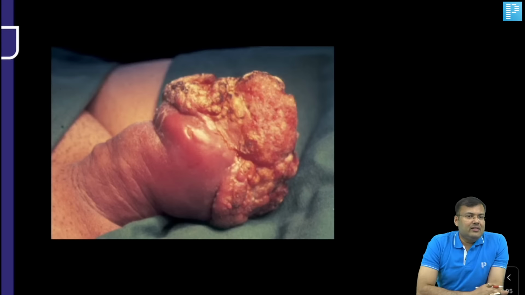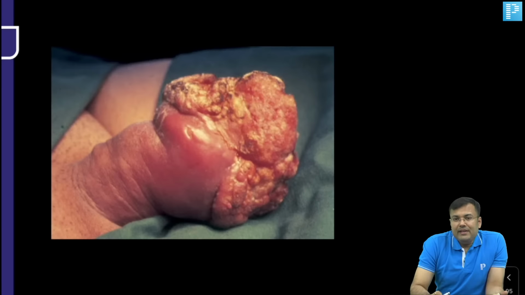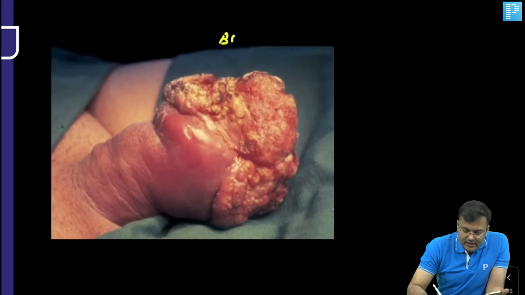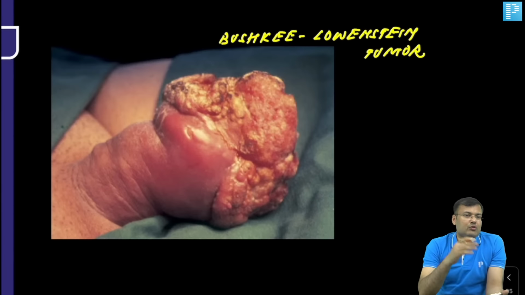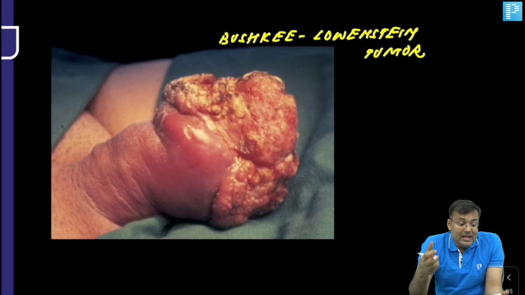Next, this condition is involving the penis. Can you see exophytic lesion? What's the name? Guys, it's a dangerous condition. This is known as Buschke-Lowenstein tumor, which is also known as verrucous carcinoma. It is locally malignant. So, it is a pre-malignant condition for carcinoma penis.